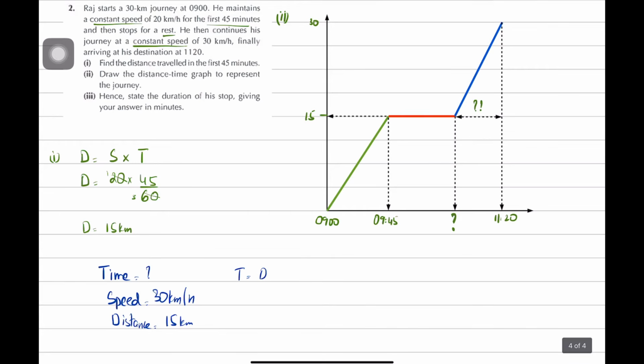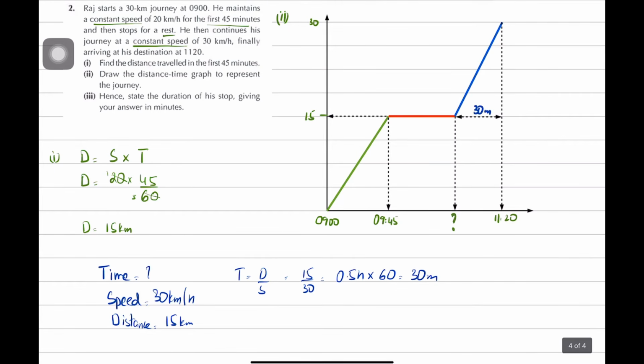Time, as we know, is distance upon speed. So time is 15 and speed is 30. On 30. So 15 upon 30 is 0.5. So 0.5 hours is how many minutes? 30 minutes. Okay. So now we know the duration of the last part of the journey.